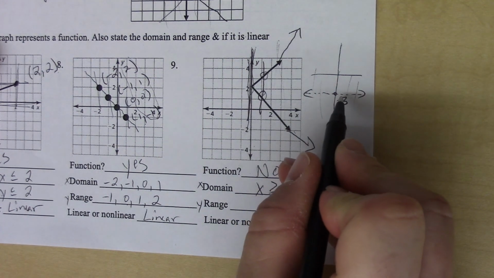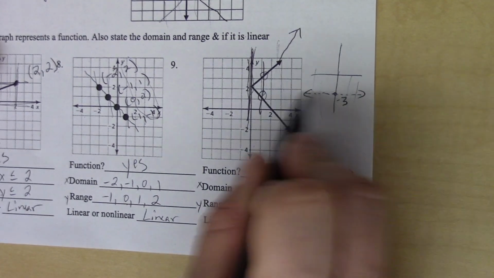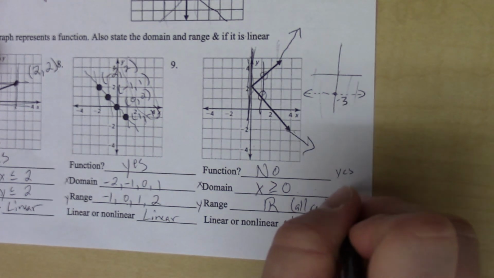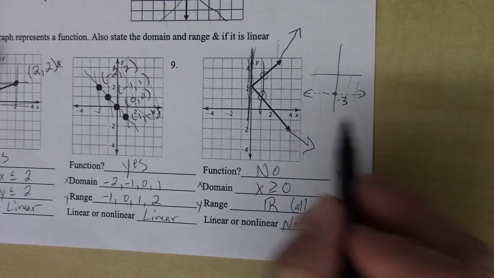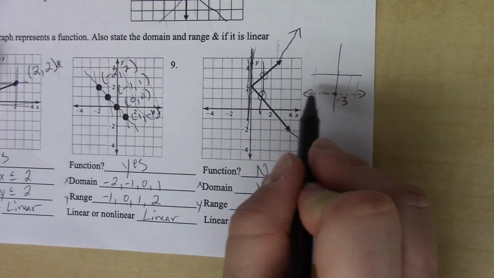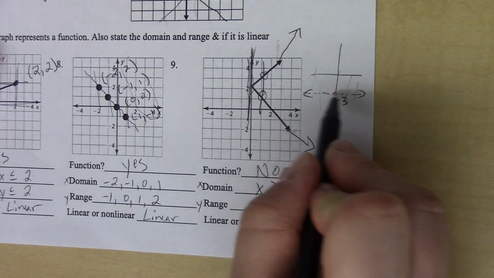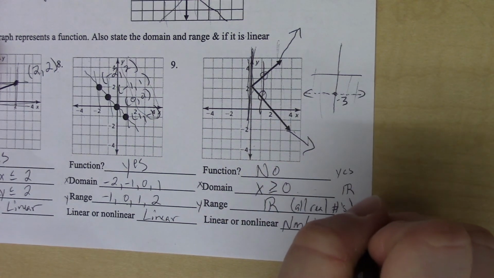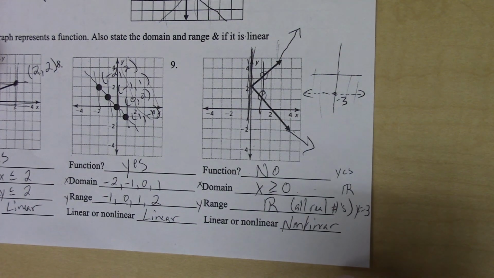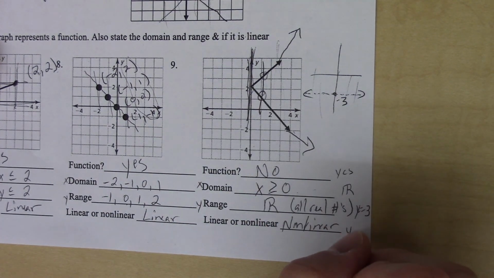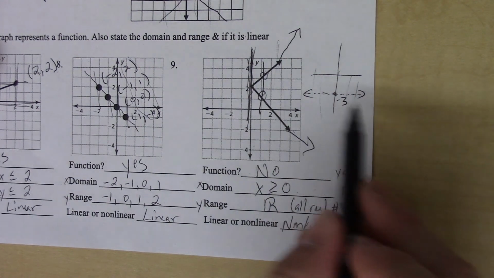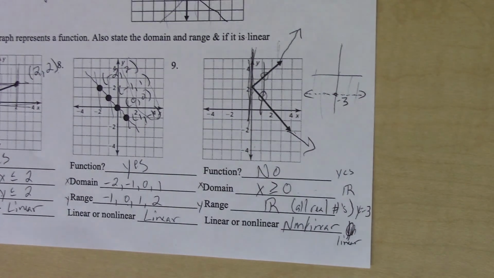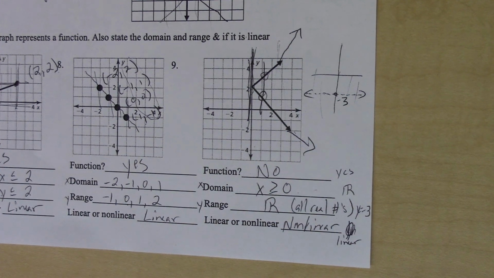What's the domain? The domain is the x values, and it keeps going in both directions for x, so the domain would be all real numbers. The range is only at -3 no matter what I go on here. The y value is always -3, so I would just put y equals -3. And is it linear? Well, it's a straight line, so linear. Just showing you another example because you might see something like that on the quiz. Okay, let's flip it over to the other side.